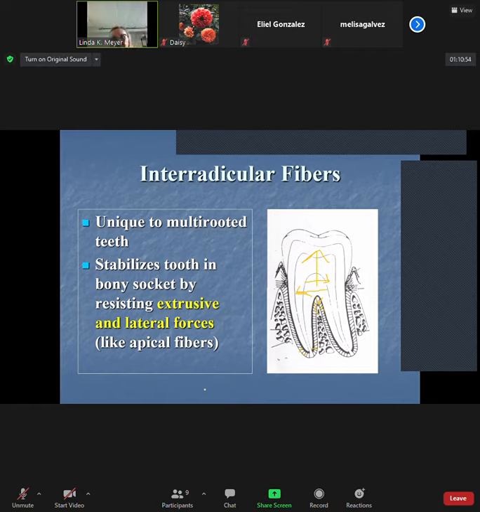Okay, so to summarize, principal fiber groups, type 1 collagen fibers attaching the root to the alveolar bone. They don't stretch. They keep it stable. When the attachment apparatus is compromised and diseased, this attachment is lost and teeth can become mobile.